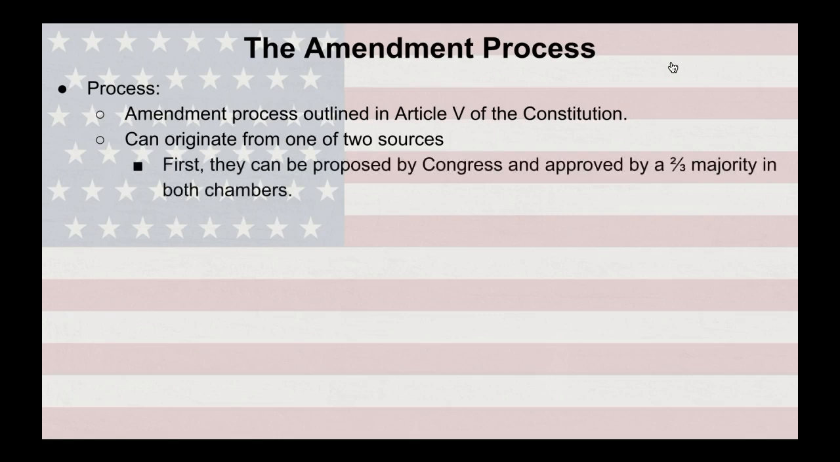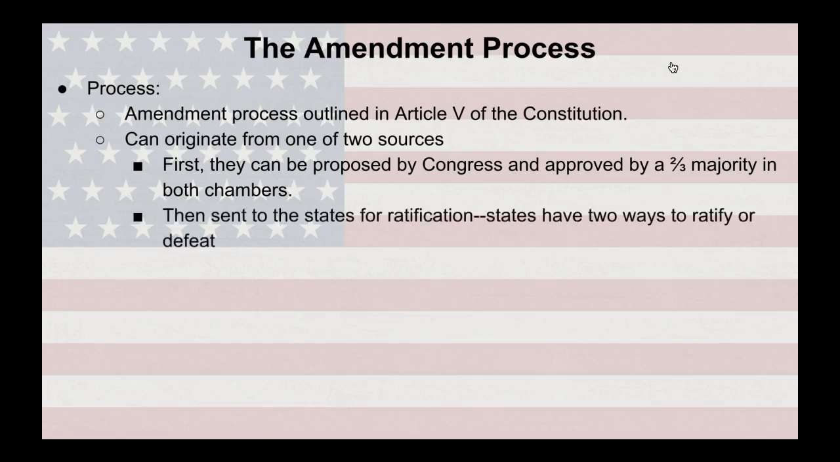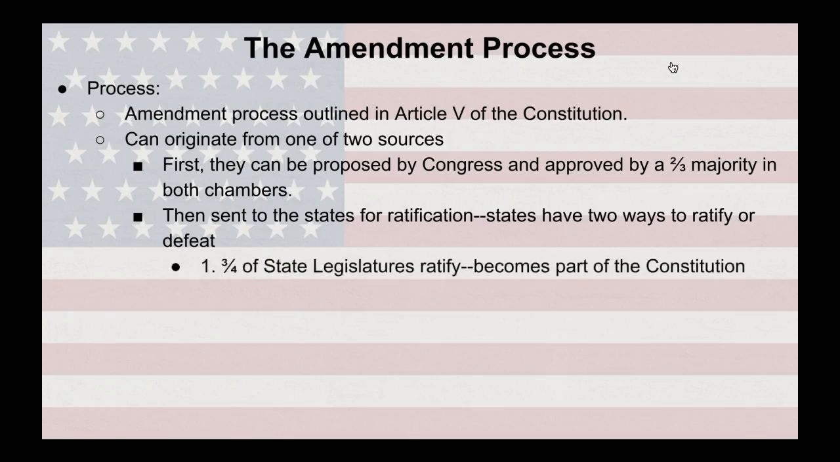First, it can be proposed by Congress and approved by a two-thirds majority vote in both chambers, as the 12 were that were sent to the states for approval of the Bill of Rights. And then you were going to send it to the states for ratification, and the states have two ways to ratify or defeat. The first way is that 3/4 of the state legislatures ratify and it becomes a part of the Constitution, or 3/4 of state ratifying conventions support the amendment.